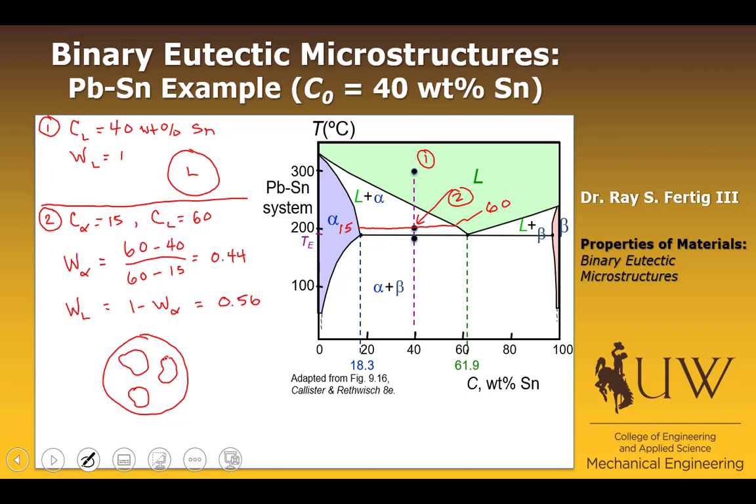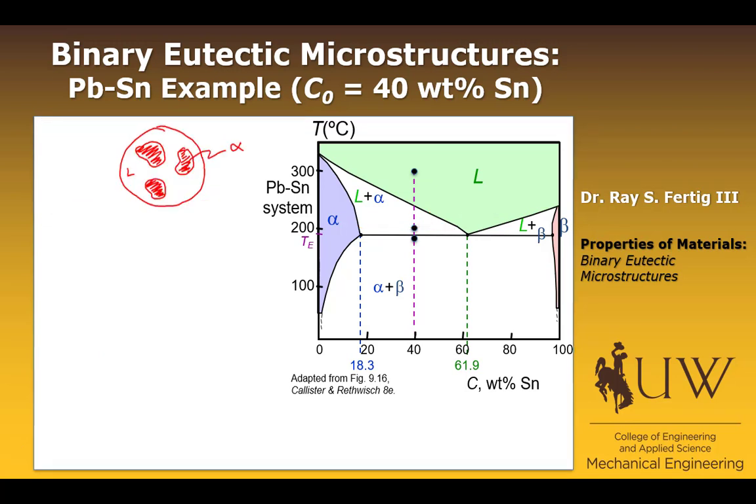I'm going to go ahead and color them red because that's what we've been doing before. So there's alpha. So there's liquid. There's alpha. And so that's all that we would need to do for that point. Now the question comes, what about when we drop down to just below the eutectic? So let's go ahead and think through that problem.